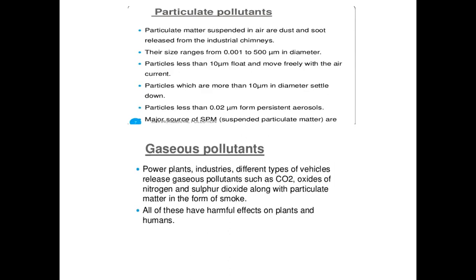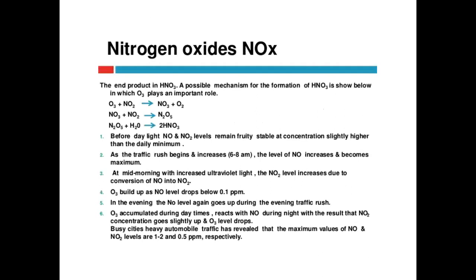Gaseous pollutants come from power plants and industrial waste, like oxides of nitrogen, and all these have very harmful effects on plants and humans, as we know. Now, these are some of the nitrogen oxides you can see. When ozone reacts with NO2, it forms NO3. Again, it reacts with NO2 and forms N2O5. And N2O5, when it reacts with water, the end product is HNO3, students, right? And we know that before daylight, NO and NO2 levels remain fairly stable at a given concentration.